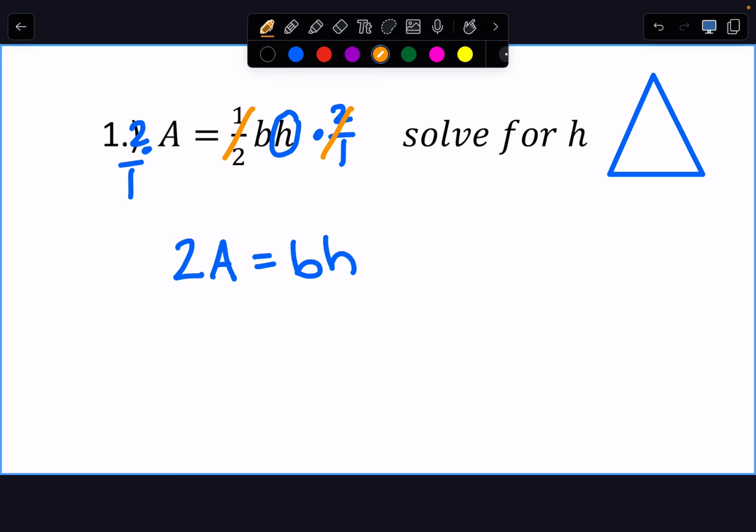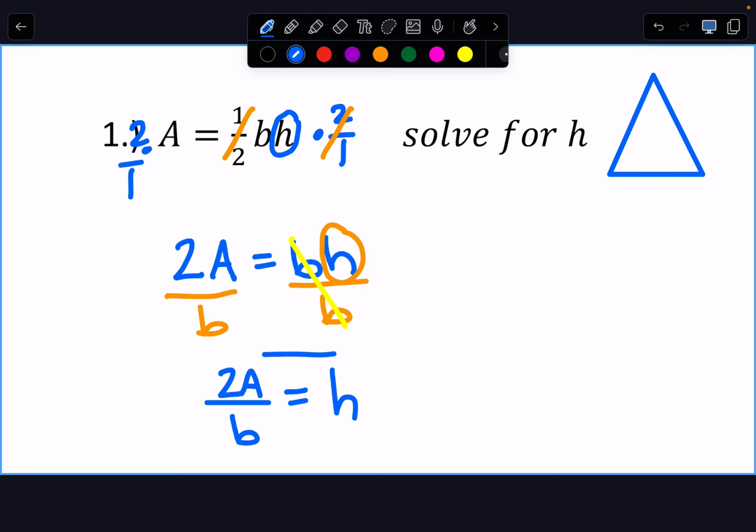Now, how do we get H by itself? Divide by B. Since B and H are tied together by multiplication, we will undo it by dividing. So H is 2A divided by B.